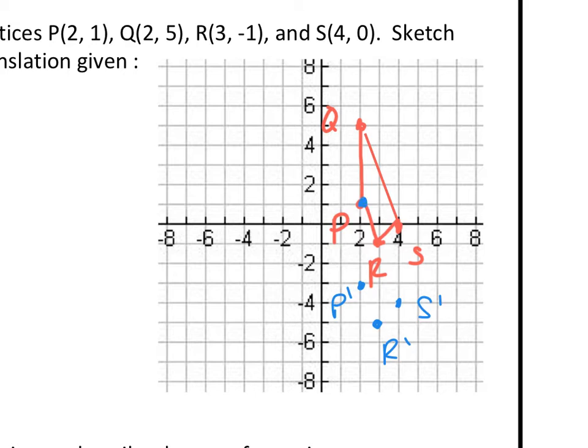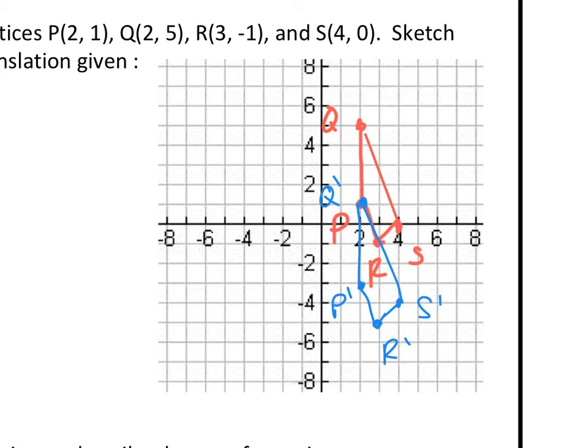And Q should be, Q prime ends up at the same spot as P. So they're overlapping, that's okay. So yours looks like this, and you probably did it right.